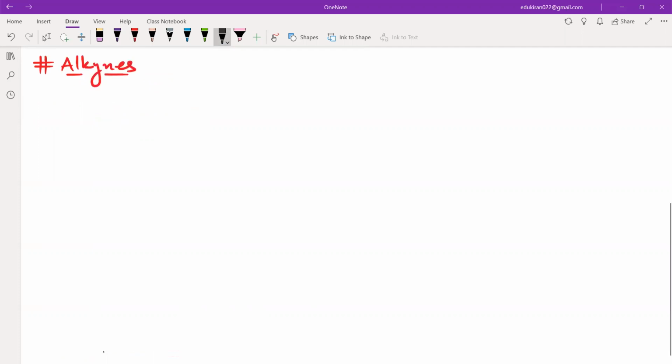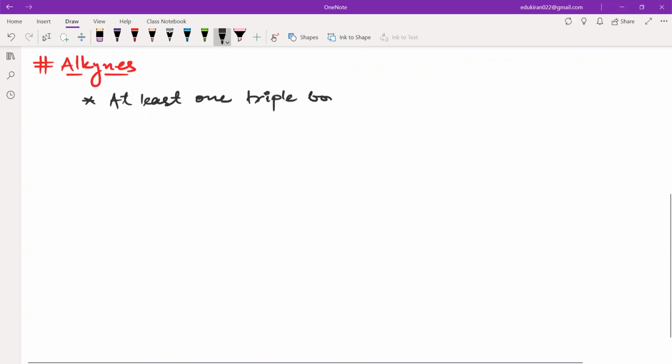Alkynes. Okay, so alkynes are unsaturated hydrocarbons with at least one triple bond, right? At least one triple bond. What is the general formula? CnH2n minus 2.